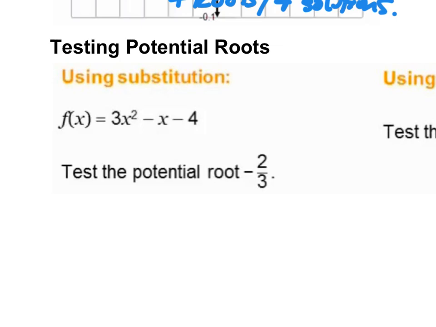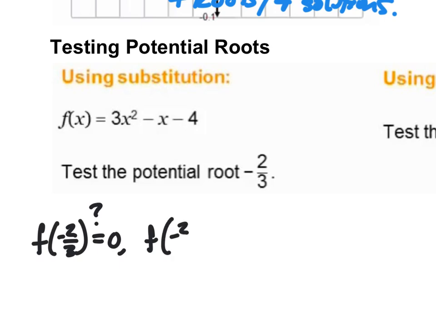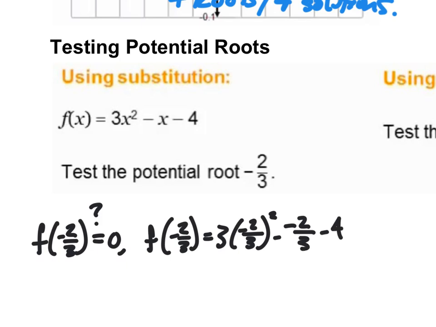What you'd want to do is just plug it in. So I'm going to do f of negative 2/3, and let's see if that gives us 0. That's the question: does this give us 0? Let's test that real quick. Let's do f of negative 2/3, and I'm going to plug that in for x. So I've got 3 times negative 2/3 quantity squared minus negative 2/3 and then minus 4.